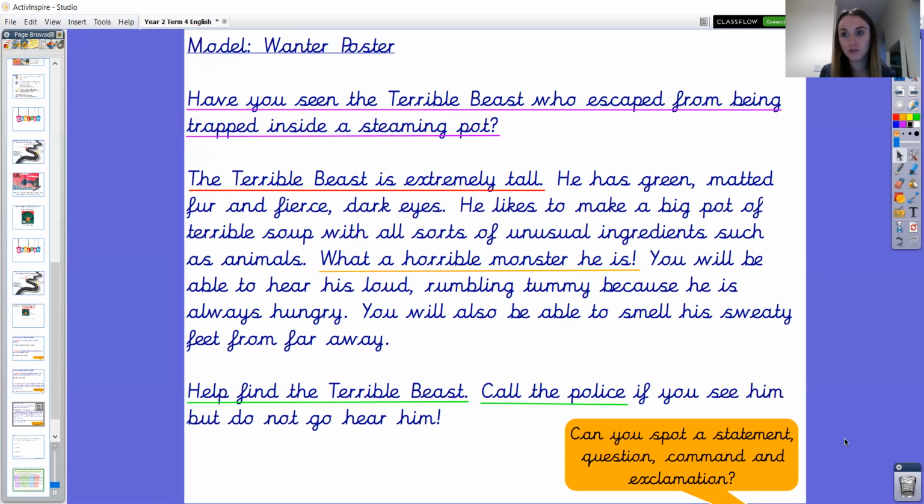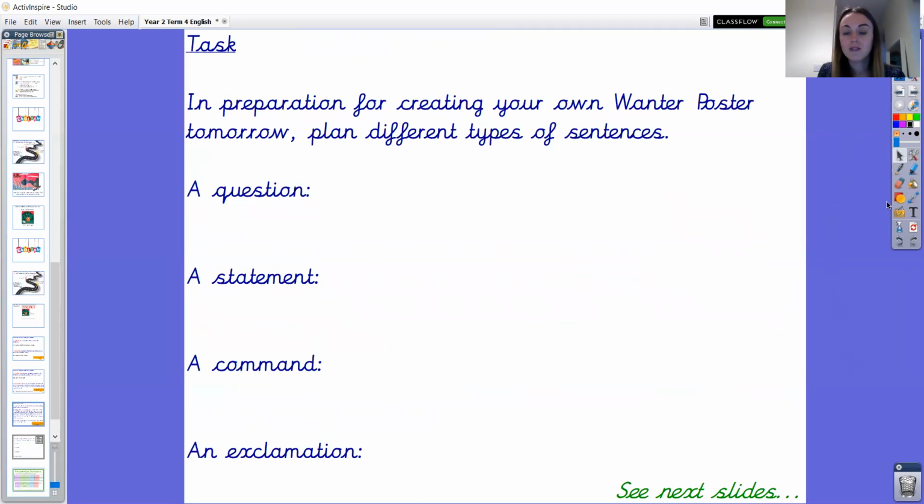Okay, so hopefully that was useful to you to see it in context and how we can use those to support our writing when we move on to creating our poster tomorrow. So your activity for today, Year 2, is to, in preparation for creating your own wanted poster tomorrow, plan different types of sentences. So I've got a heading here. It'd be great if you could copy this heading into your English book.